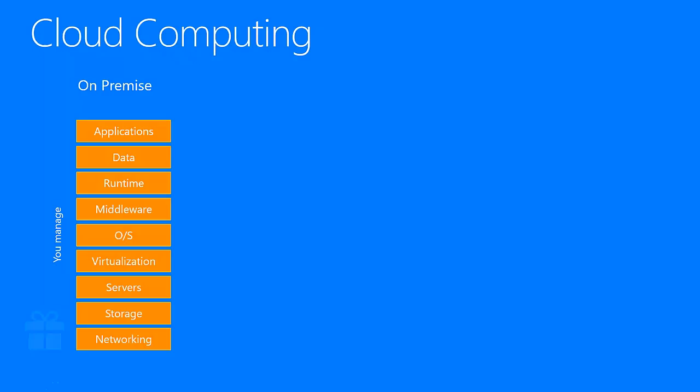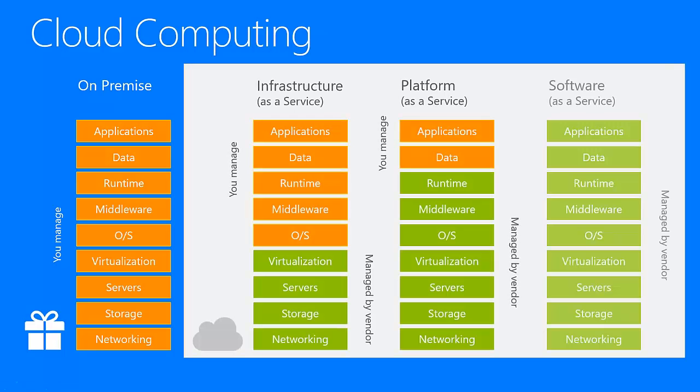I want to quickly show you a chart. I don't know if you've seen this type of chart before, but it shows you that all of these things, the entire stack, is what you manage in your own data center, all the way from the bottom with the networking all the way up to the application that you want to run and everything in between. If you move to a cloud platform, you can deploy your applications in infrastructure as a service or platform as a service. The infrastructure as a service is where you rent and run virtual machines in a data center somewhere. So that means that the vendor gives you the networking, storage, servers and the virtualization stuff. But you manage everything from the operating system and up.